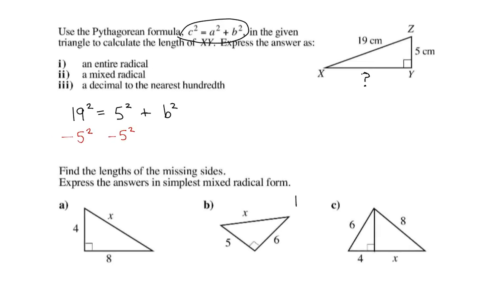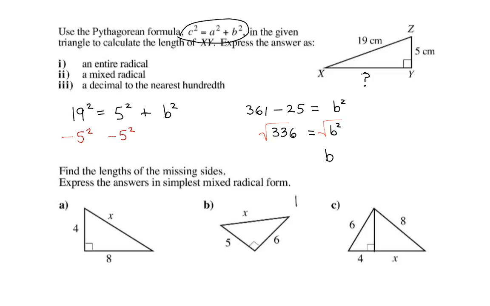Help me out. What's 19 squared? Someone do that one for me. 19 squared. 361. Take away 25, and that'll be equal to b squared. So subtracting that, what do you get? 336 equals b squared. So then how would we solve for b? Square root both sides. That's how you were trained forever, like in your junior high when you're doing this type of material.